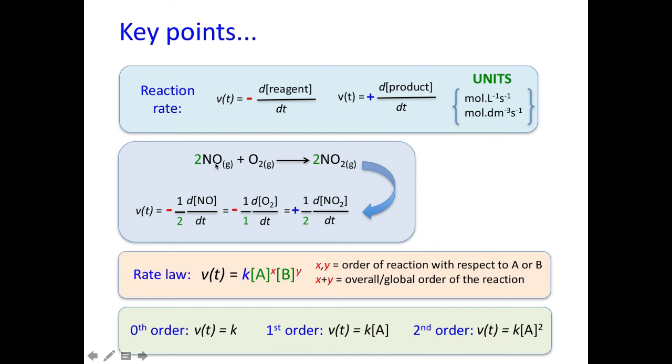Second, we just saw how to write down expressions for the reaction rate based on the consumption rate of reagents and on the production rate of products. And we have seen how to write this down. For reagents, we use a minus sign. For products, we use a plus sign. And the respective stoichiometric coefficients 2, 1, and 2 are shown in the denominator here. 2, 1, and 2.